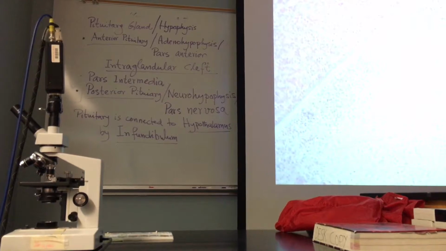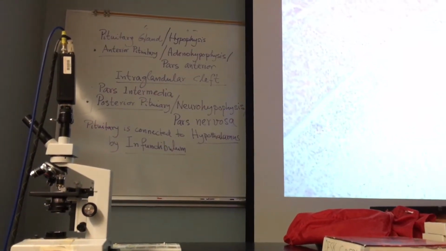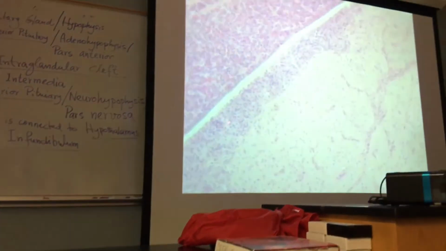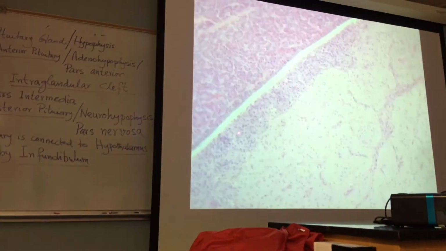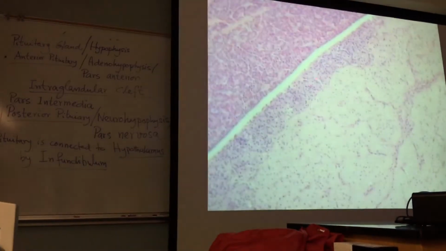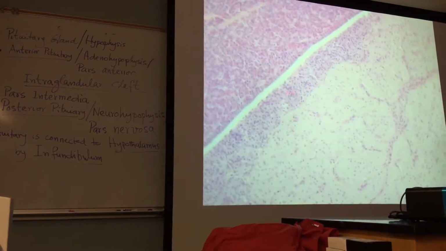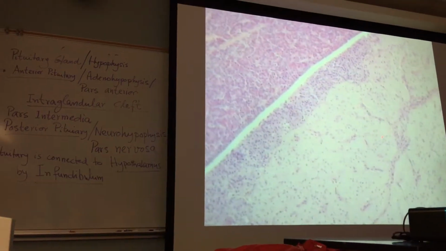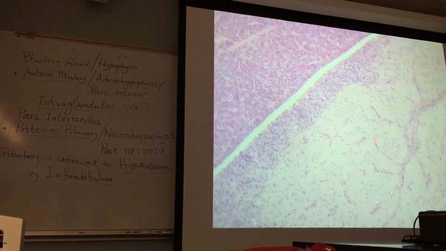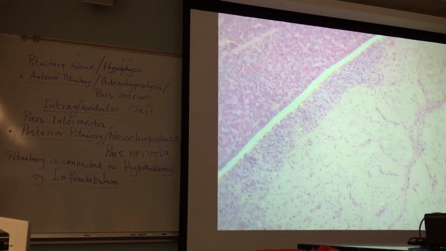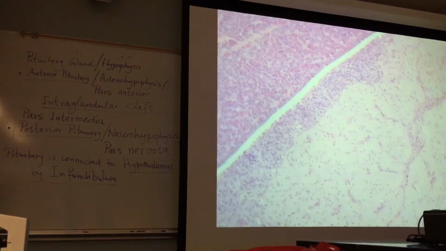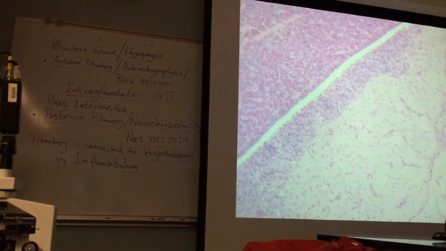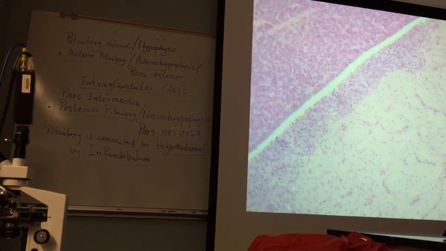intraglandular cleft, pars intermedia. This is pars intermedia. We don't know what it does. It definitely does something we don't know yet. And this is the posterior pituitary that stores and releases 2 hypothalamic hormones. And those 2 hypothalamic hormones are ADH and oxytocin.